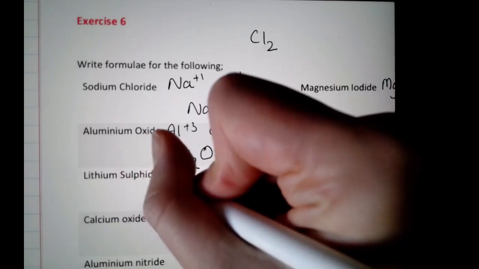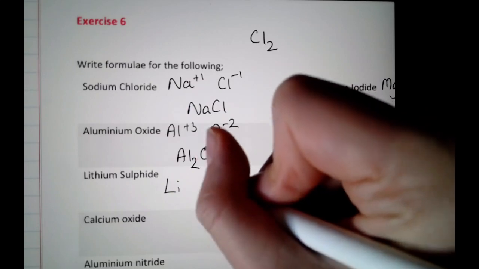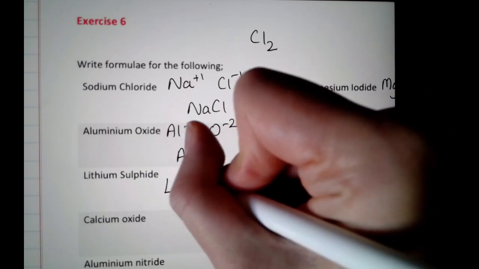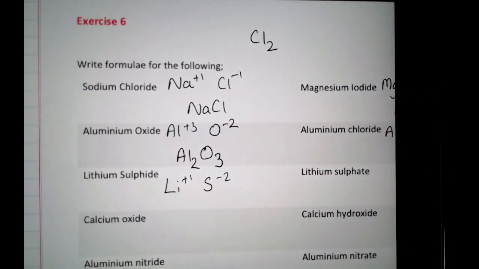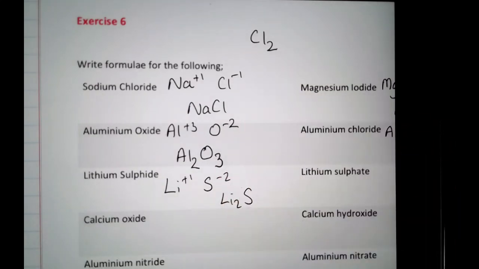Lithium sulfide. I will tell you that lithium is in group 1, so what charge will it have? Sulfur is in group 6, so what charge will it have? So lithium has a +1 charge, sulfur has a -2 charge. Once I know that, I cross the charges over, and I get Li2S. That is my formula for lithium sulfide.